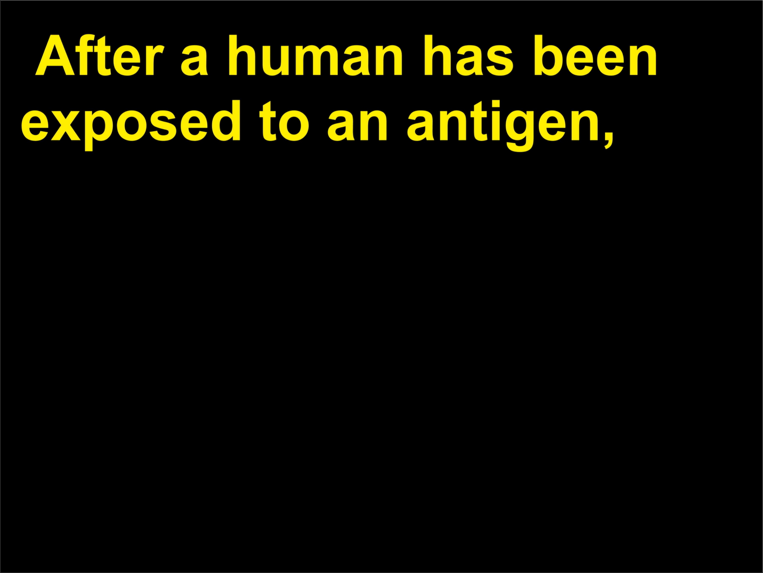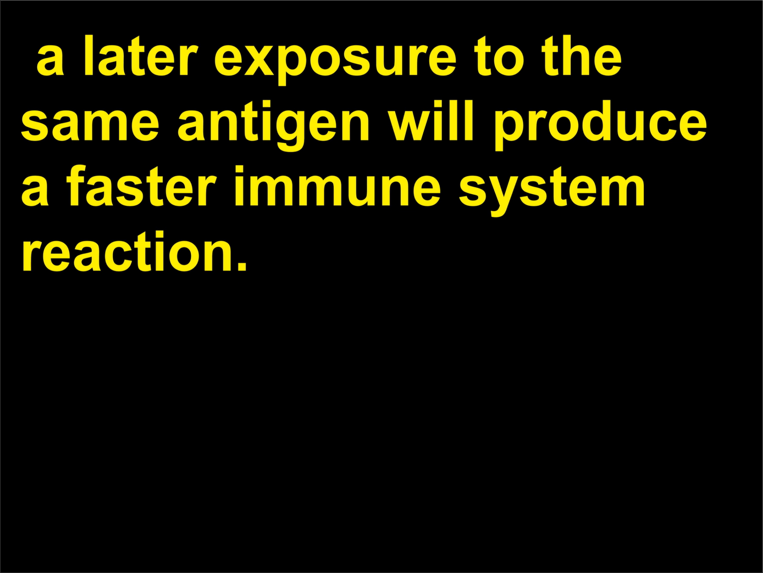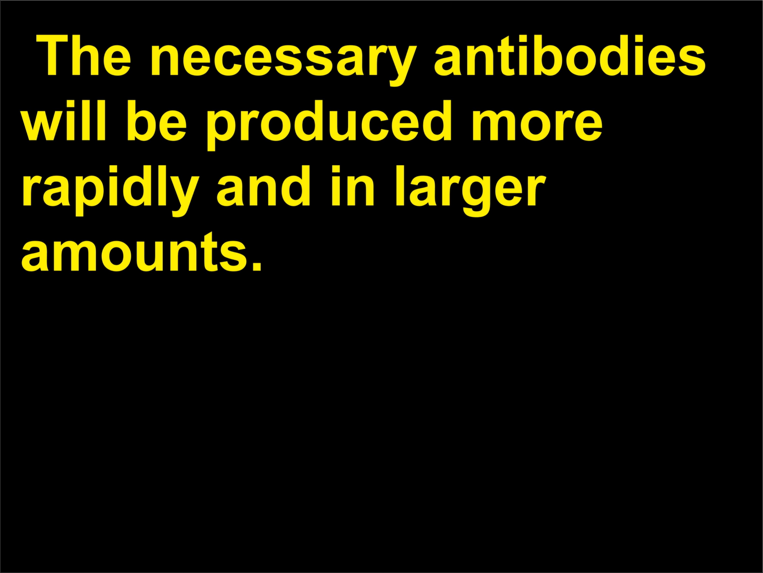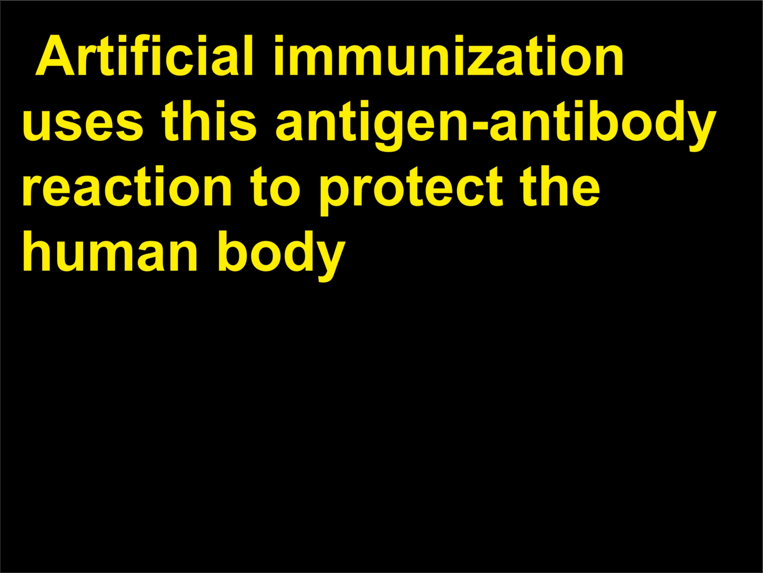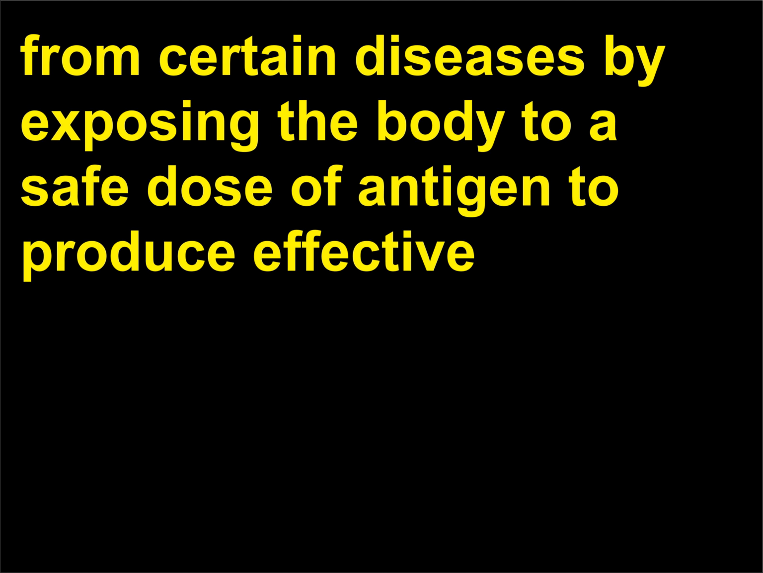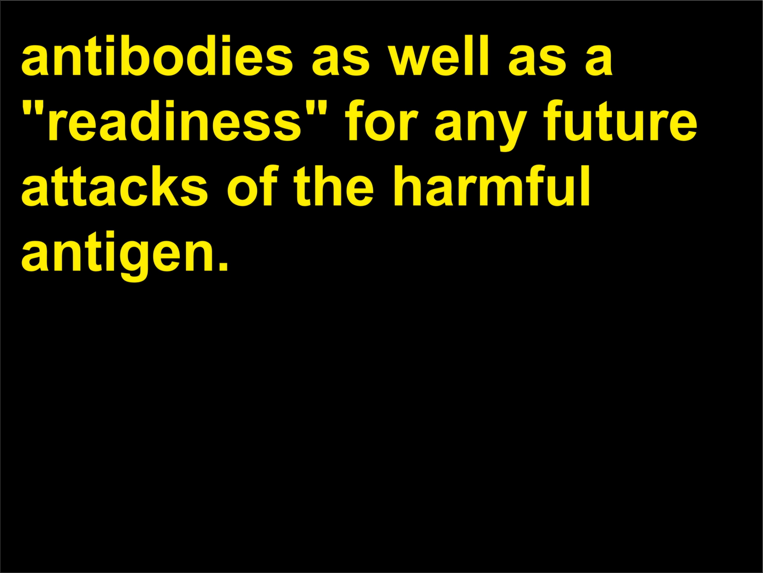After a human has been exposed to an antigen, a later exposure to the same antigen will produce a faster immune system reaction. The necessary antibodies will be produced more rapidly and in larger amounts. Artificial immunization uses this antigen-antibody reaction to protect the human body from certain diseases by exposing the body to a safe dose of antigen to produce effective antibodies as well as a readiness for any future attacks of the harmful antigen.